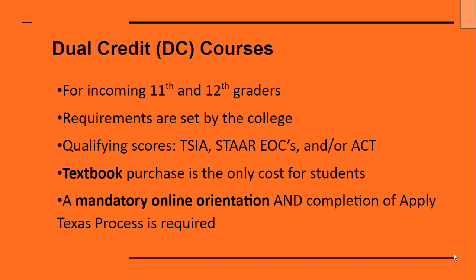Dual credit or DC courses are for incoming 11th and 12th graders. The requirements for dual credit are set forth by the college. The qualifying scores to get into dual credit would be from tests such as the TSIA, maybe the STAAR EOC, and or an ACT exam. There is no cost to take a dual credit course. The only purchase that you would have to make is to buy your textbooks. A mandatory online orientation and completion of Apply Texas is also required.